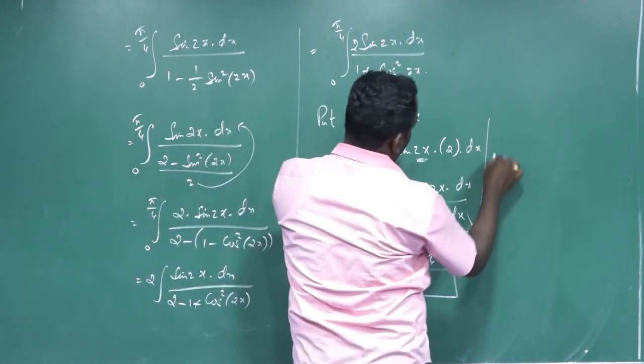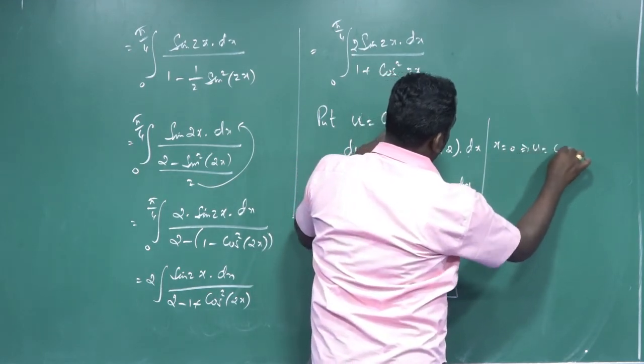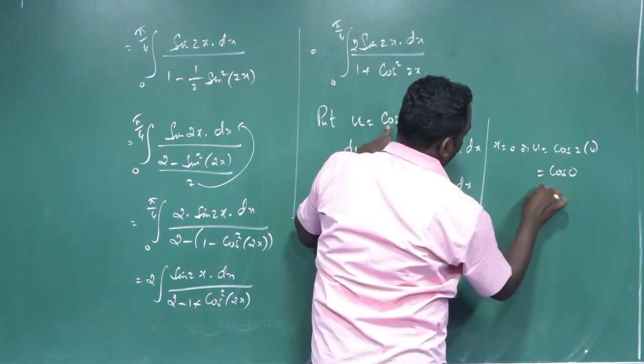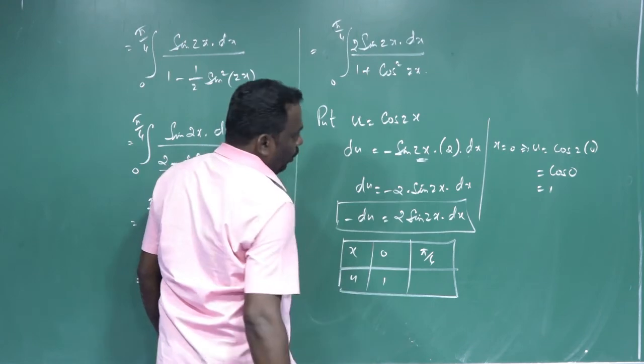What is that x value equal to 0? Put x equal to 0, that implies u equals cos 2 into 0, which is cos 0, that is equal to 1. So put x equal to 0, the corresponding u value is equal to 1.